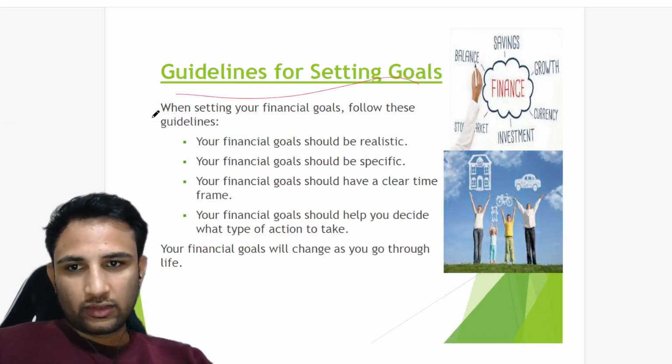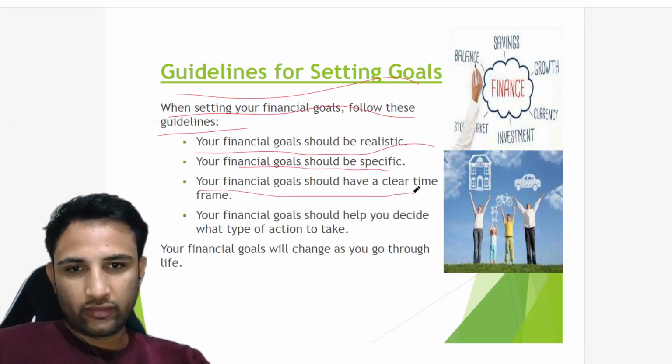Guidelines for setting goals. When setting your financial goals, follow these guidelines. Your financial goals should be realistic. Your financial goals should be specific. Your financial goals should have a clear time frame. Your financial goals should help you decide what type of action to take. Your financial goals will change as you go through life.